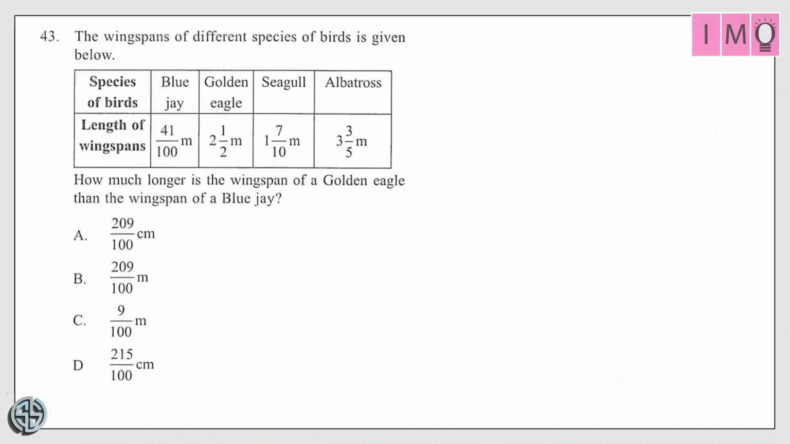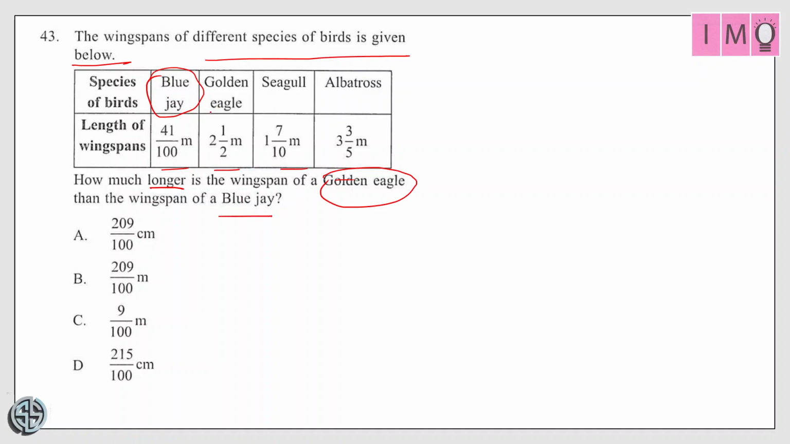Let's move to the next question. The wingspans of different species of birds are given below, right? For the blue jay bird the span is this, golden eagle the span is this, seagull is this, albatross is this. Now it is asked how much longer is the wingspan of a golden eagle than the wingspan of a blue jay. How much longer is it?